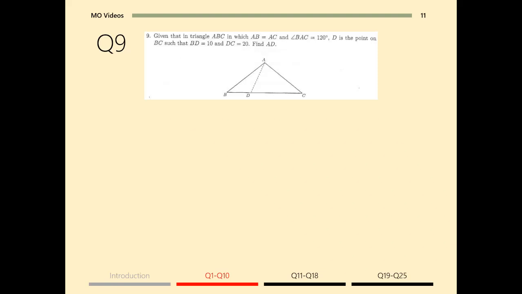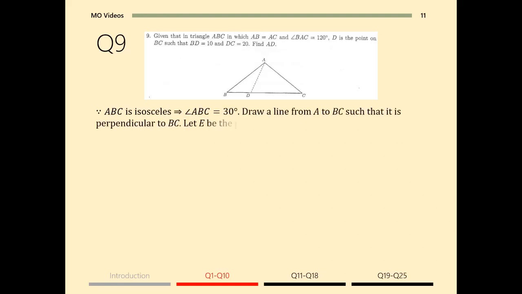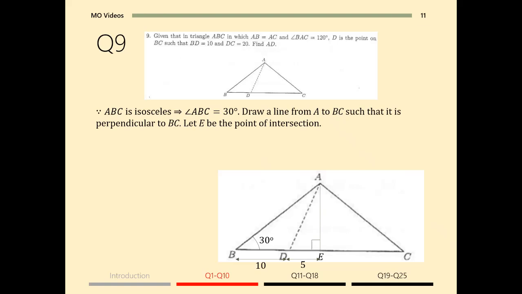Next question. Pause the video now if you need to. So because ABE is isosceles, angle ABC is 30 degrees. Draw a line from A to BC and label the intersection E such that AE is the perpendicular bisector of BC. BE is half of BC, which is 15.